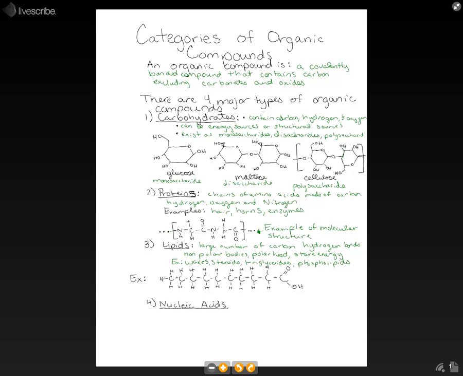Below I've shown an example of what a lipid might look like. This portion would be the nonpolar body, where this portion would be the polar head.